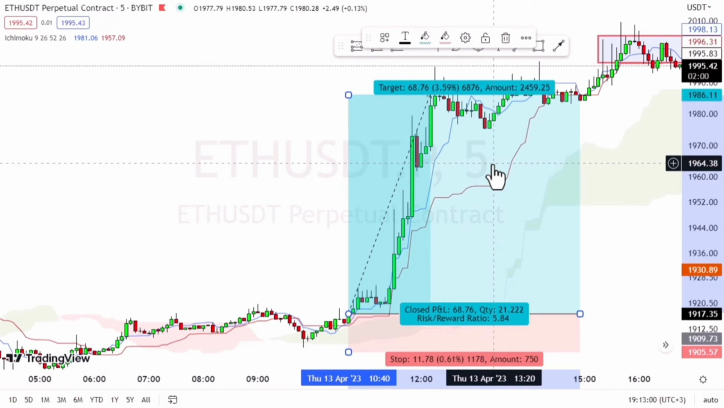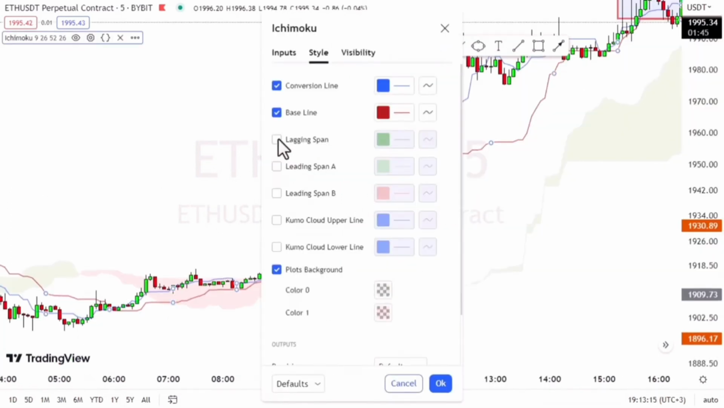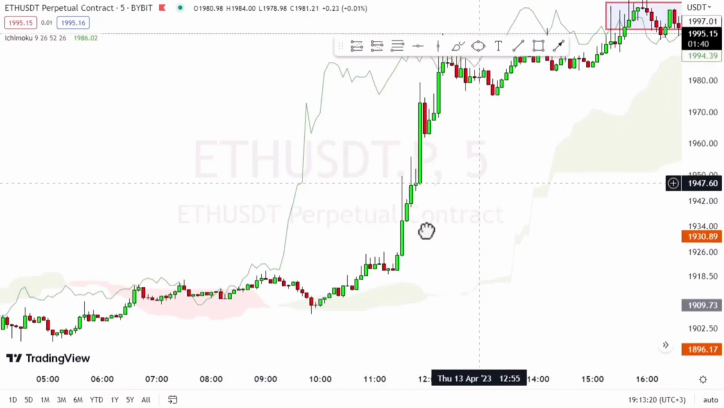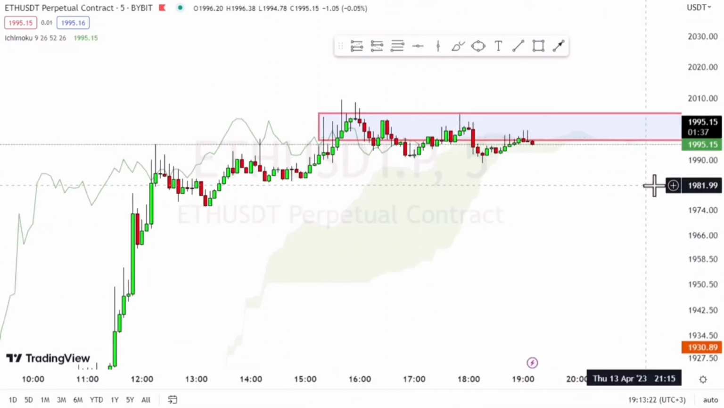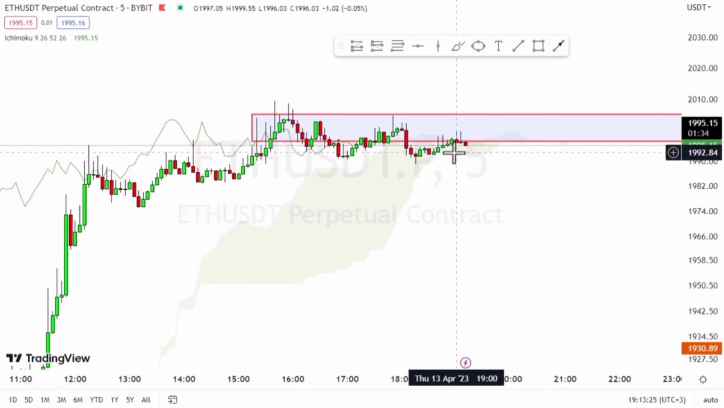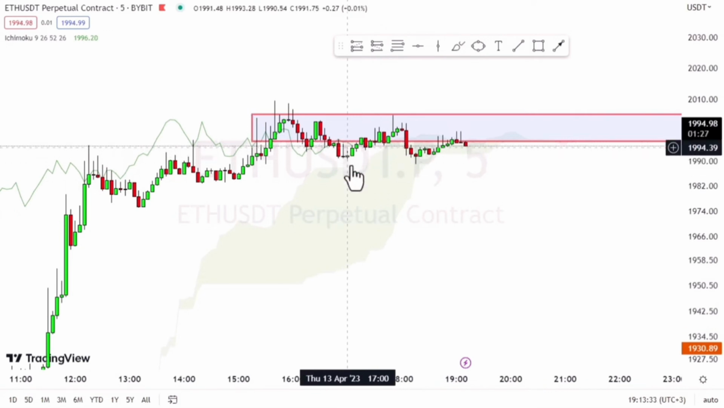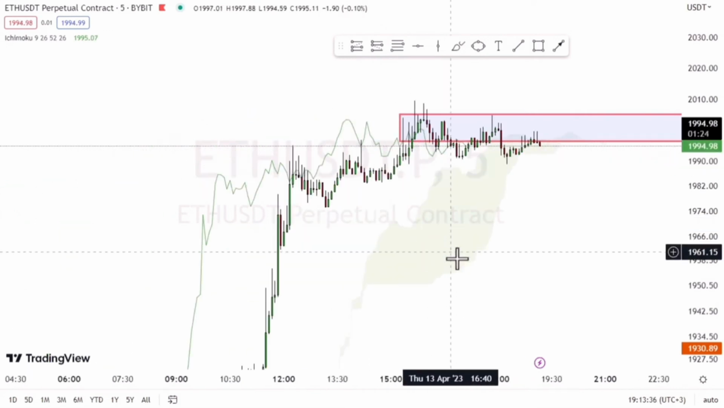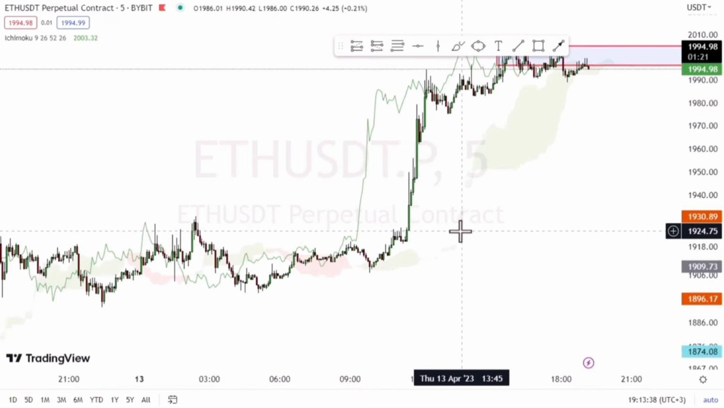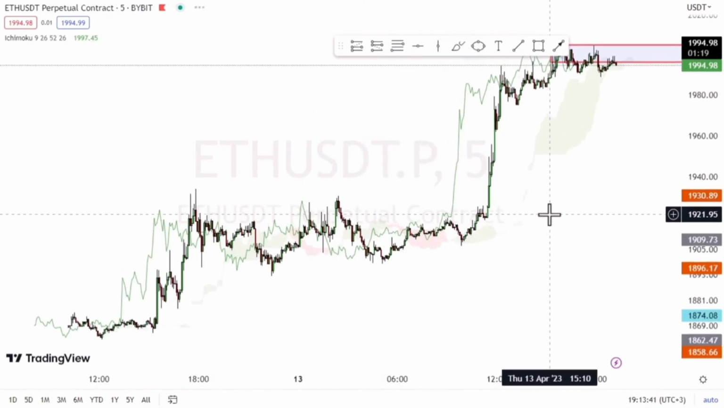Then let me bring the settings up again, remove these two and bring up the lagging span. So as the name says, it's always behind the price. So if the price is here, it's 26 candles behind the price. How can it serve us? I myself sometimes use it when I want to make more sure of the price.